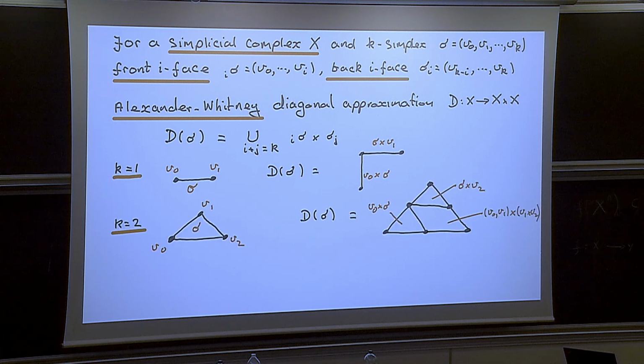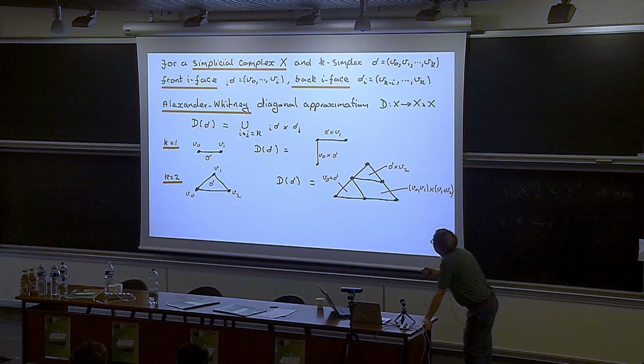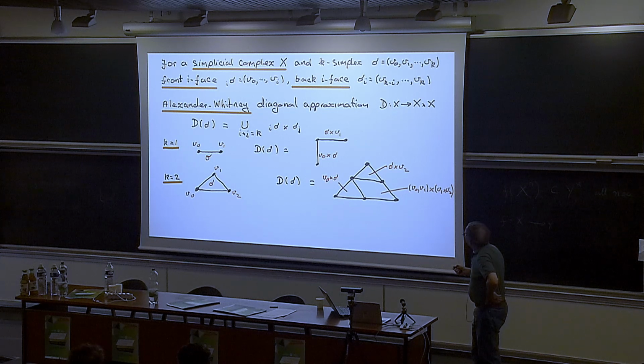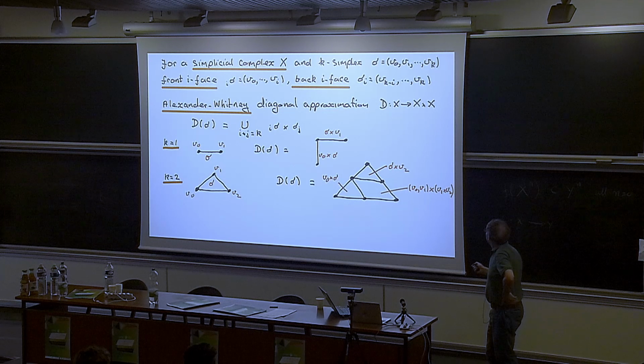Maybe k equal to 2 is more informative. If you take a 2-simplex, what does the Alexander-Whitney diagonal approximation look like? Well, the image is the union of the vertex v0 direct product the 2-simplex sigma, with sigma direct product the vertex v2, and this 1-simplex v0 v1 direct product this 1-simplex v1 v2, which is this square parallelogram here.